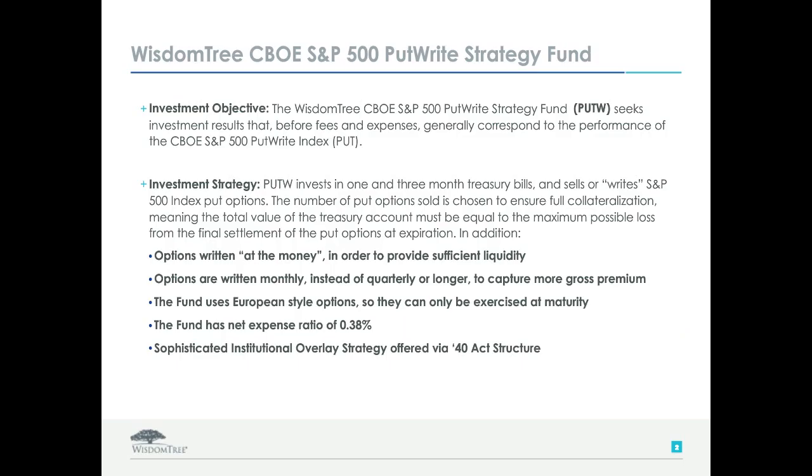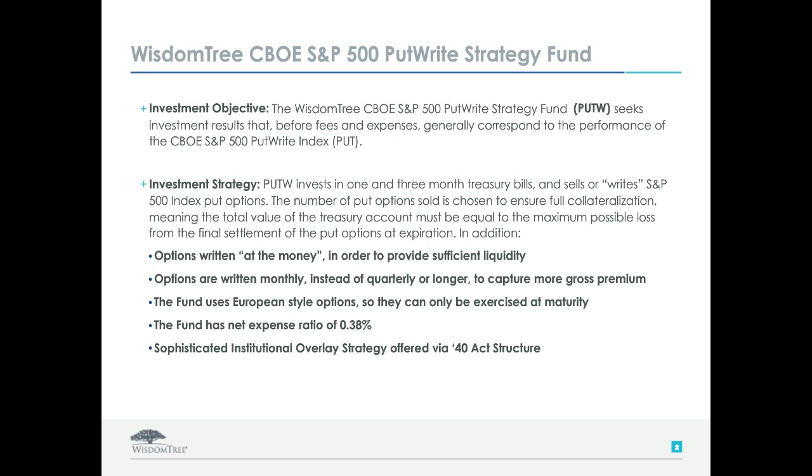So the strategy, again, it's in the ETF structure. The ticker is PUTW, and its goal is to get you the performance before fees and expenses of that CBOE S&P 500 Put Write Index. So the fund, PUTW, invests in 1 and 3 month Treasury bills, and it sells or writes S&P 500 index put options, and it writes those options at the money. Those options are European-style options, which means they can only be exercised at maturity.